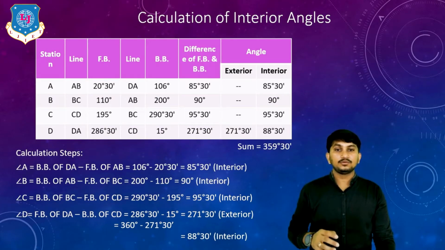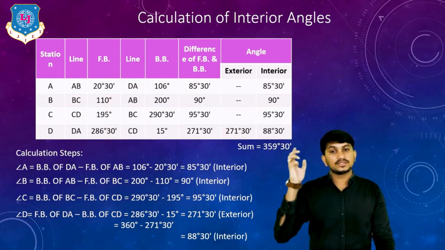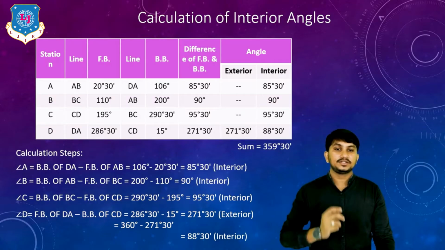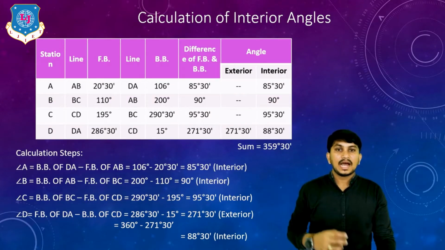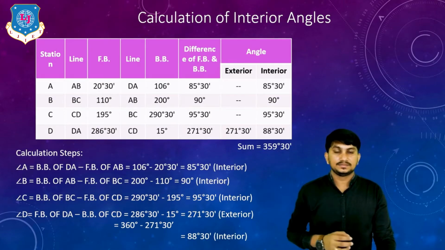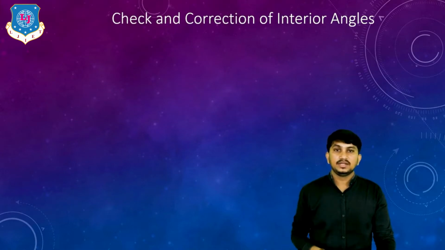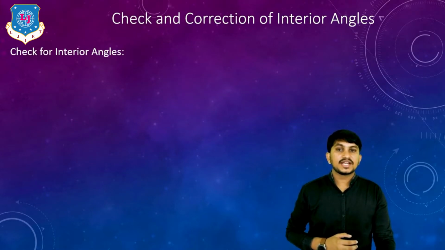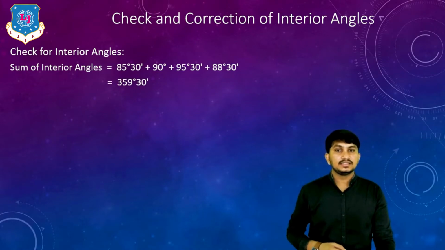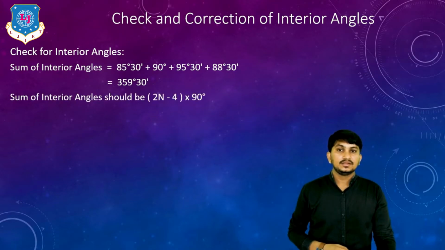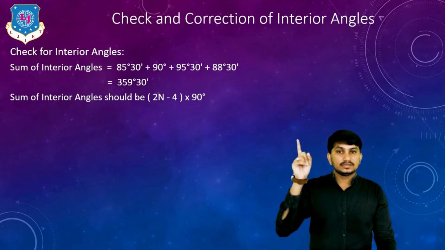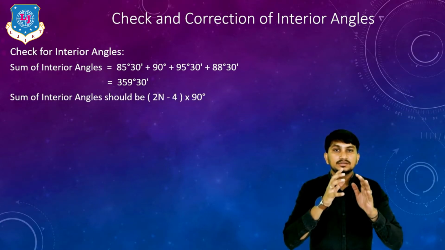To find out interior angle, we have to deduct this exterior angle from 360 degree. So 360 degree minus 271 degree 30 minute gives 88 degree 30 minute, which is interior angle. After finding out these whole interior angles, we have to check and correct these interior angles. For checking the interior angles, we have to sum these interior angles. The sum of interior angles is equal to 359 degree 30 minute. The sum of interior angles should be 2n minus 4 into 90 degree. This formula is used for checking the interior angles.